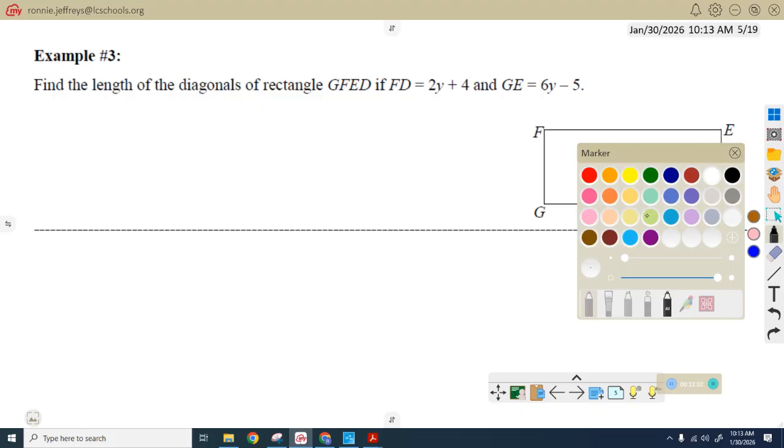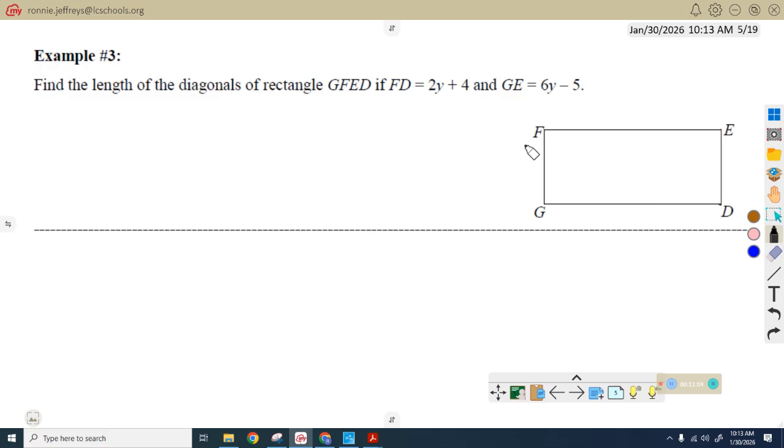So it says that FD is this, and then GE is this. Now, it doesn't matter if you put the 2y plus 4 first or the 6y minus 5 first. You're going to get the same thing. I just like having the larger variable on the left.